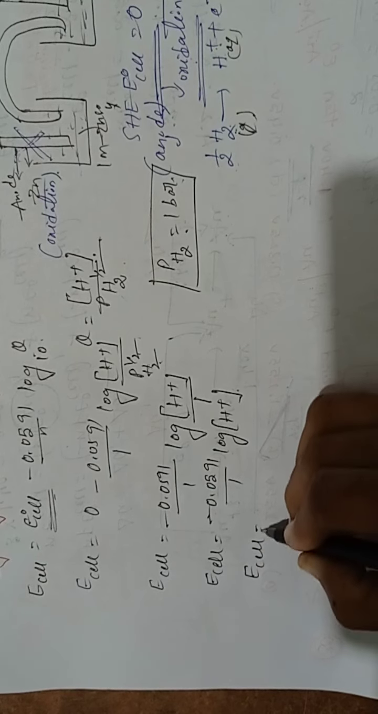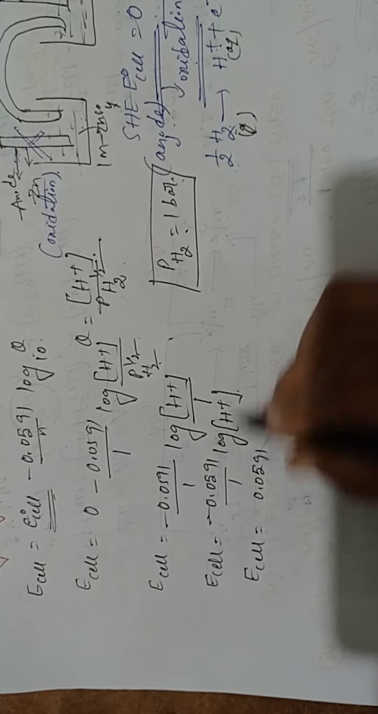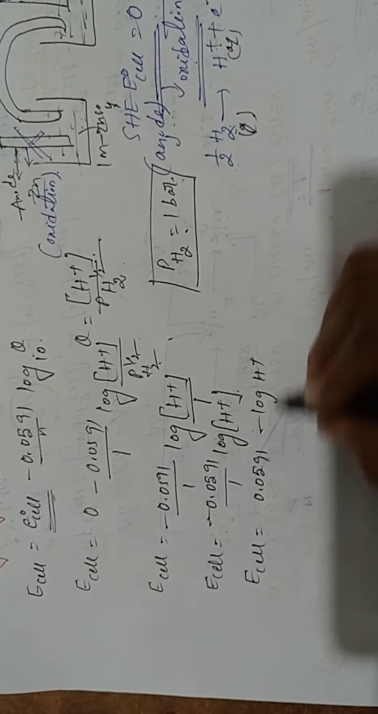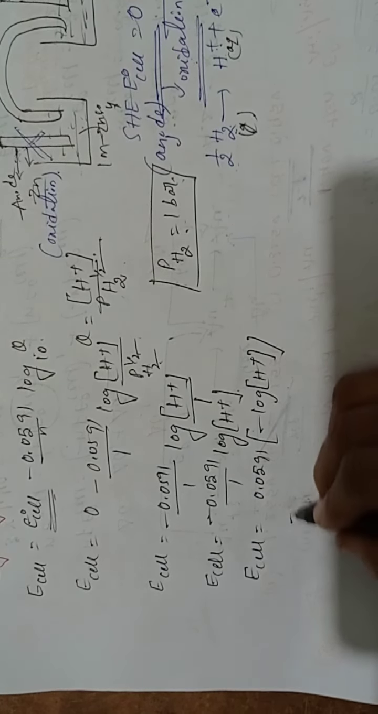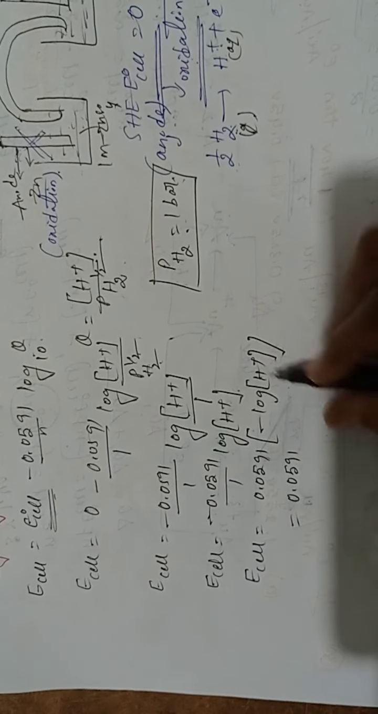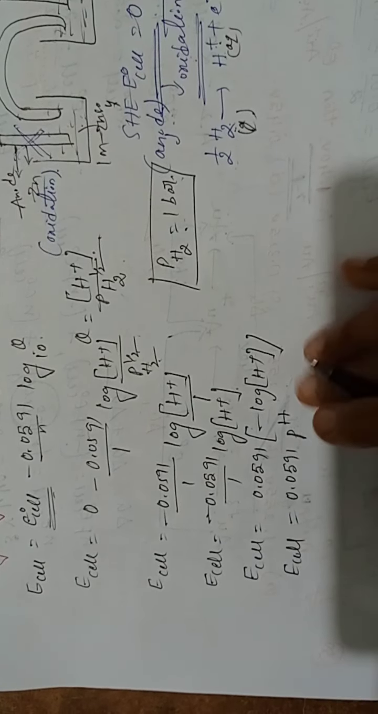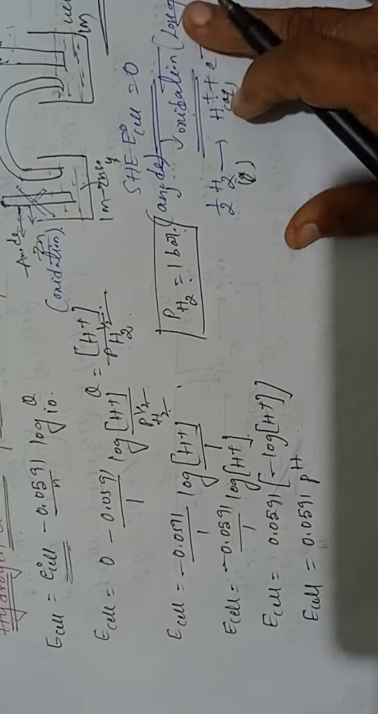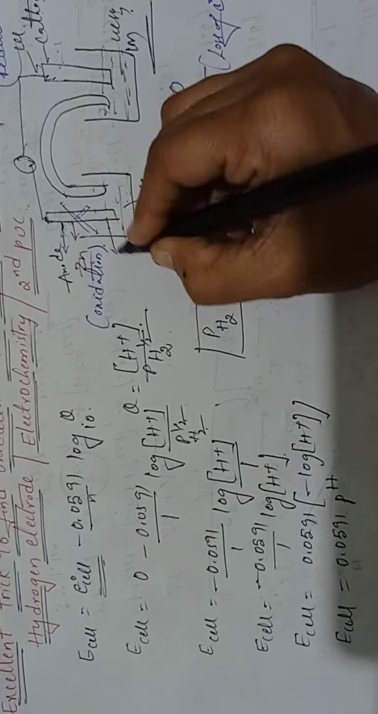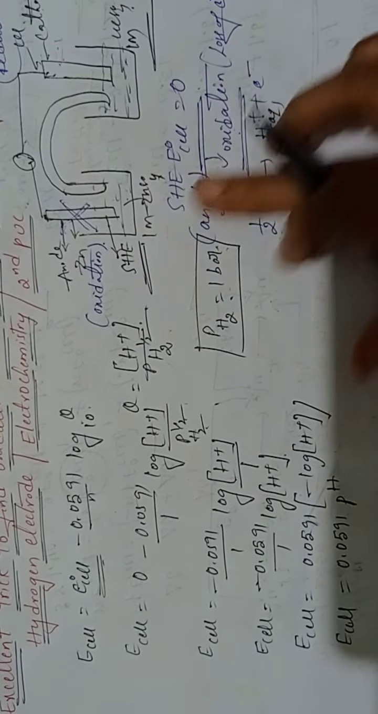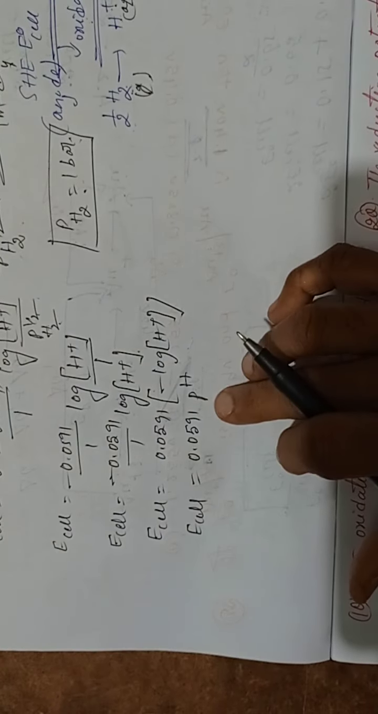Now from this equation, what can we write? 0.0591 into minus logarithm of H plus; I am taking the minus here. We know that minus logarithm of H plus is nothing but pH. Correct? Which potential is this, students? This is the oxidation potential. The oxidation reaction is taking place because here SHE is acting as the anode. That's why at the anode the oxidation reaction takes place, and that's why we calculated the oxidation potential. So this is the oxidation potential, students.